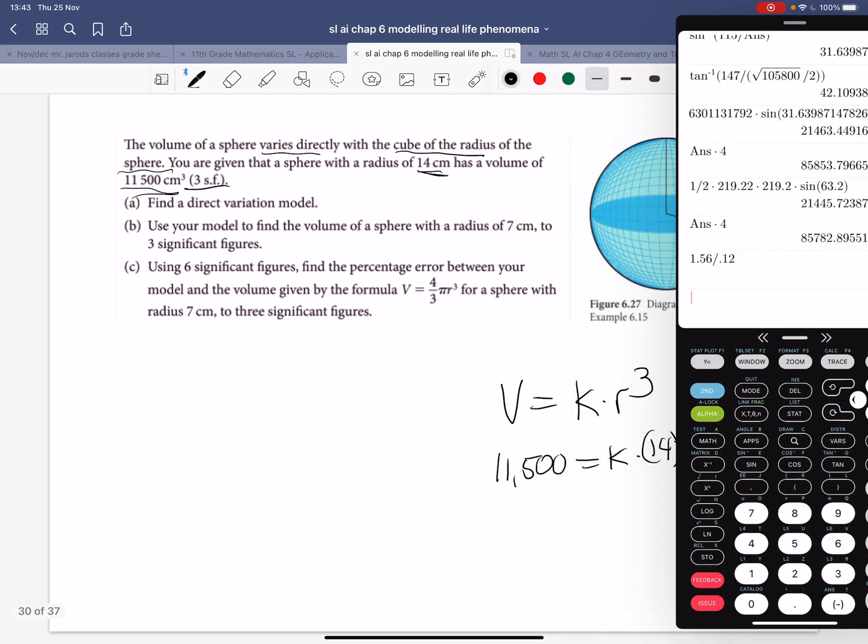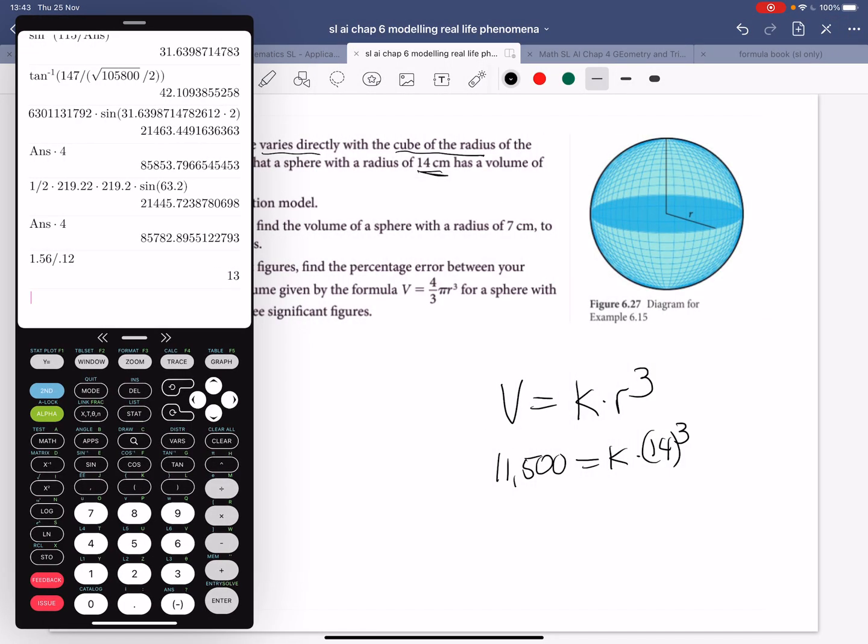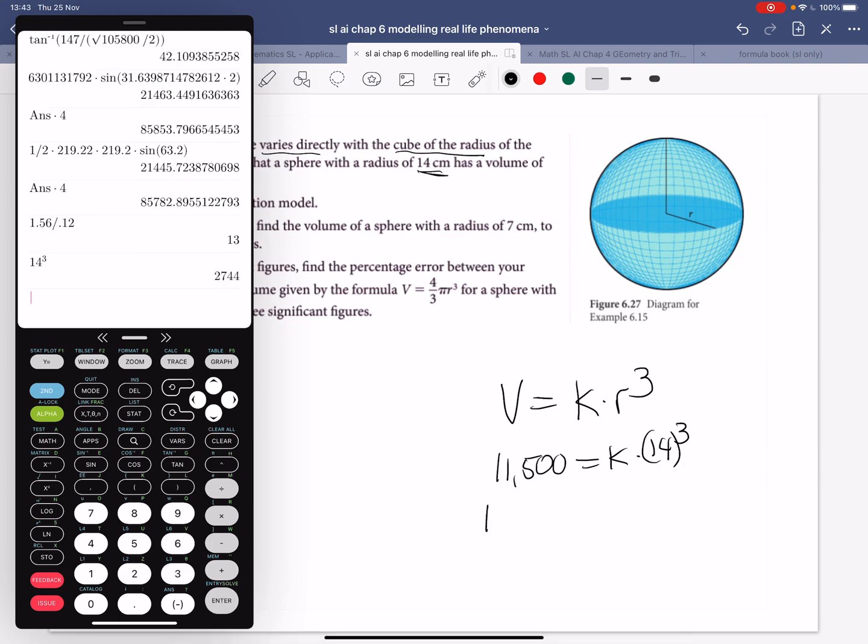14 to the third is 2,744. 2,744 times k. We divide by 2,744 on both sides.